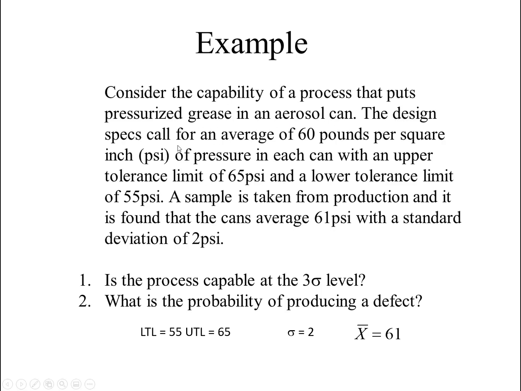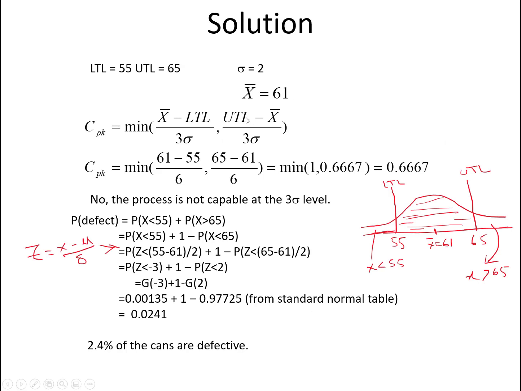As they mentioned, the design spec calls for an average of 60 pounds per square inch in the pressurized can with an upper tolerance, which is 65. Lower tolerance is 55. Sigma, the standard deviation of the sample, is 2, and the mean is 61. So this is the data which we have extracted so far.